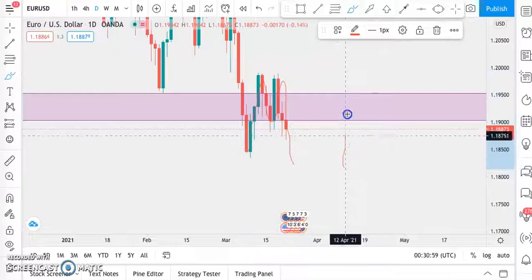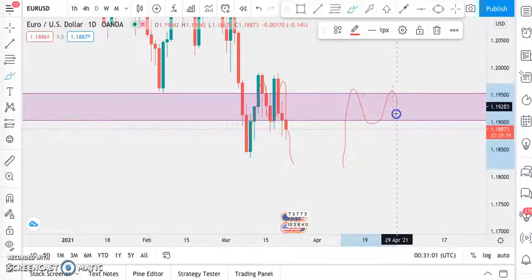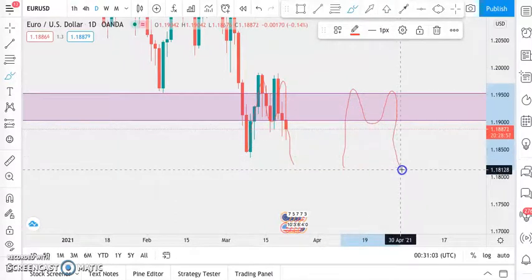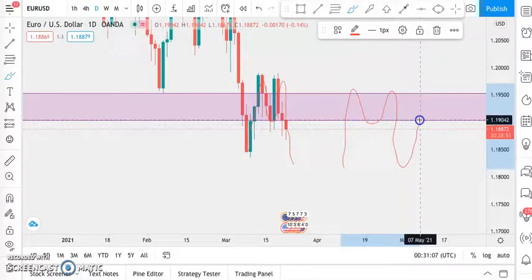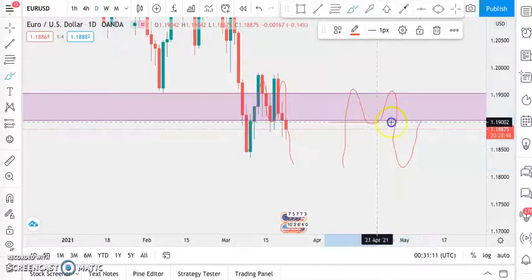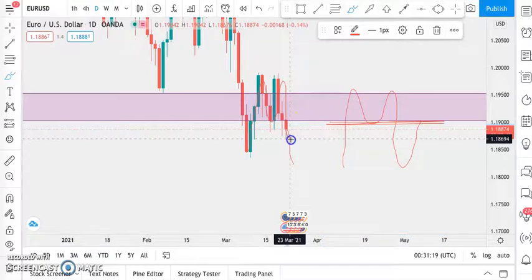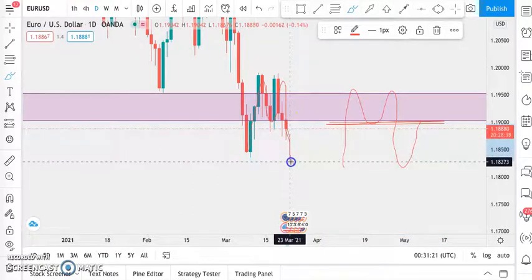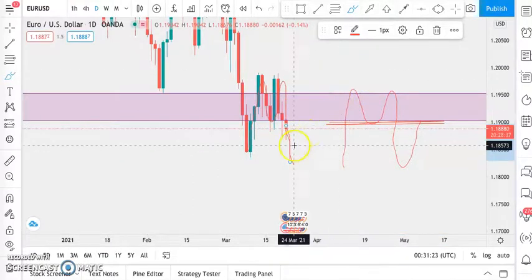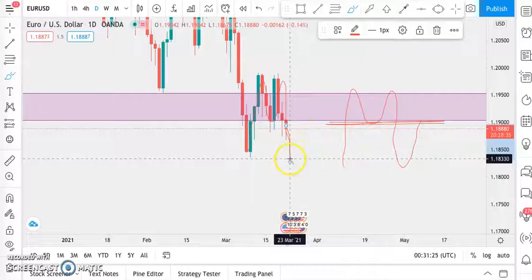Now, by definition, when the market forms an M pattern like this, what you expect the market to do is to complete the M pattern by making a retracement back to the broken support, which should now turn resistance here. So if this market will manage to break down like this, then we'll be looking for a longing opportunity.